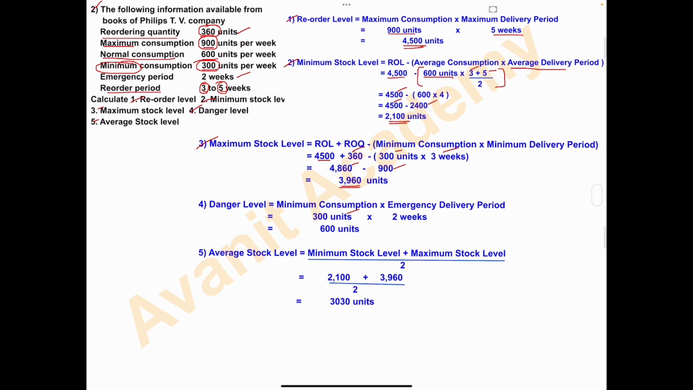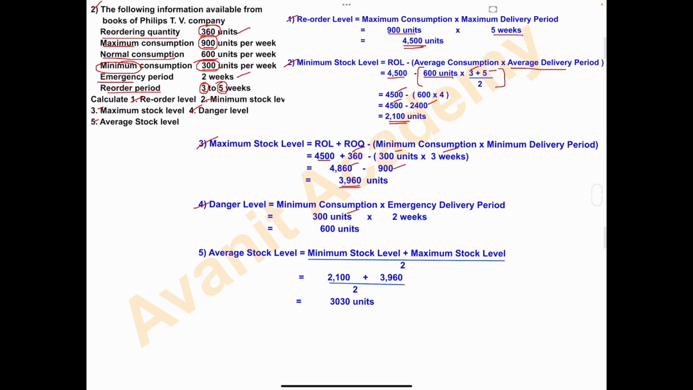Next, what we have to calculate? Danger level. Formula to calculate danger level is minimum consumption into emergency delivery period. Minimum consumption is 300 units into emergency delivery period given in the problem.